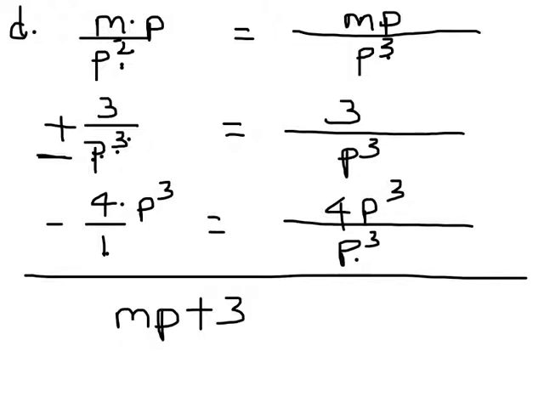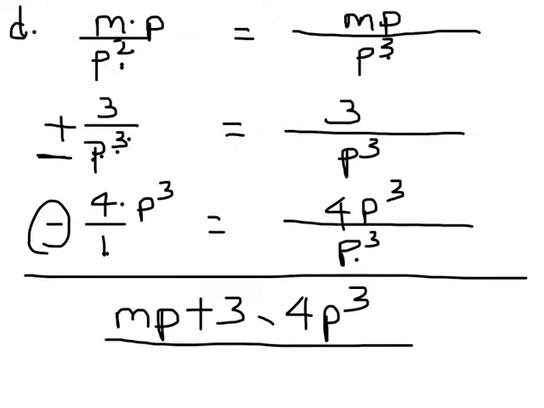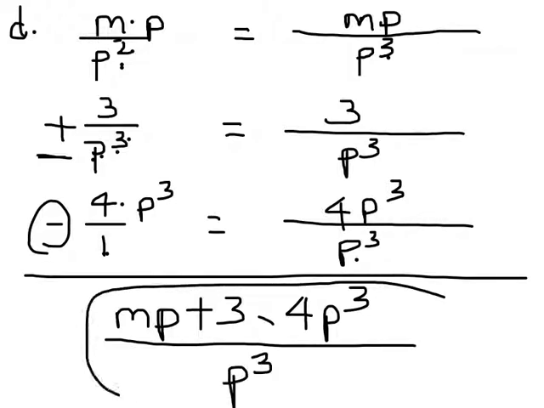Plus 3 minus 4p cubed. And all of that is going to be over p cubed. And that is my final answer.